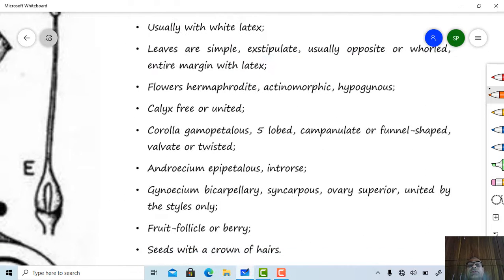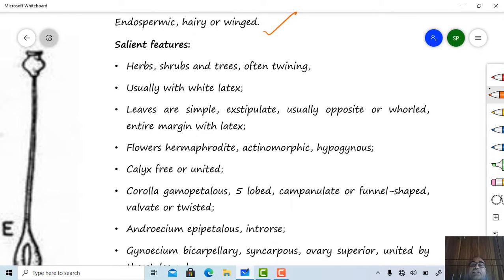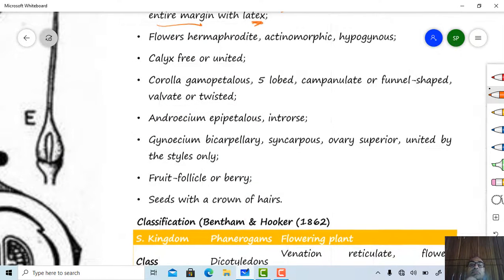Just see the salient characters of the family: herbs, shrubs as well as trees. This is about the habit. Often twining. Usually latex is present and that latex color is white. Leaves simple, exstipulate, opposite or whorled phyllotaxy, margin entire and with latex. Flower bisexual, actinomorphic, that means regular, and usually hypogynous.